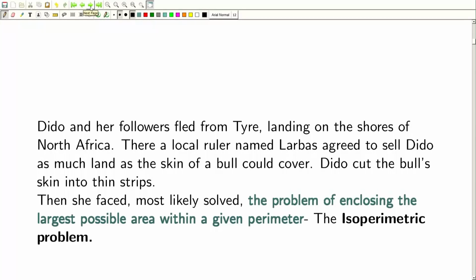Now, you keep on tying it, so you make a tie. So, this is going to be a closed curve. Now, she knew how to put the closed curve such that she can get the maximum area, and that is what she did. So, the natural intuition is that it is a circle. The problem of enclosing the largest possible area within a given perimeter is called the isoperimetric problem in general.